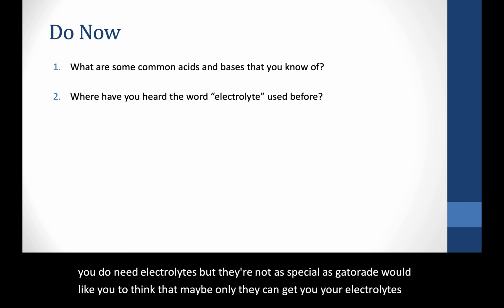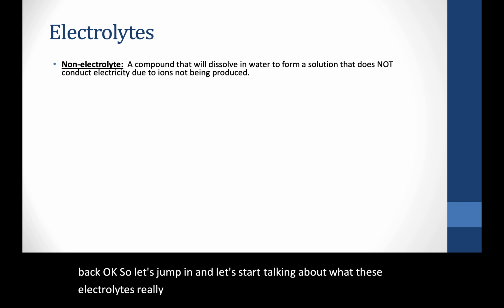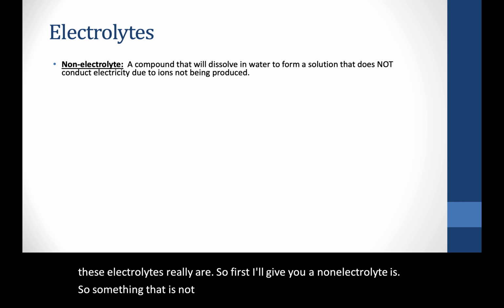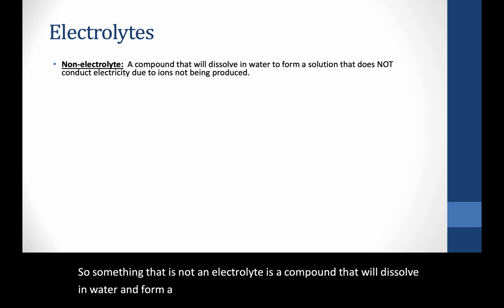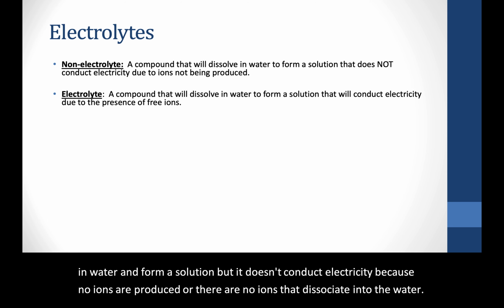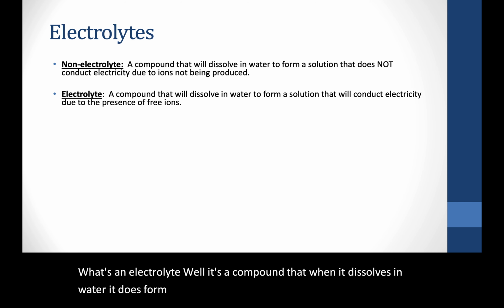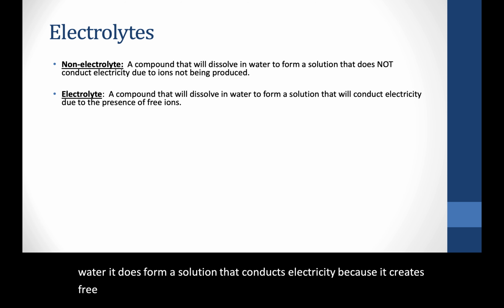Okay, so let's jump in and let's start talking about what these electrolytes really are. So first, I'll give you what a non-electrolyte is. So something that is not an electrolyte is a compound that will dissolve in water and form a solution, but it doesn't conduct electricity because no ions are produced, or there are no ions that dissociate into the water. So, what's an electrolyte? Well, it's a compound that, when it dissolves in water, it does form a solution that conducts electricity because it creates free-floating ions in water.